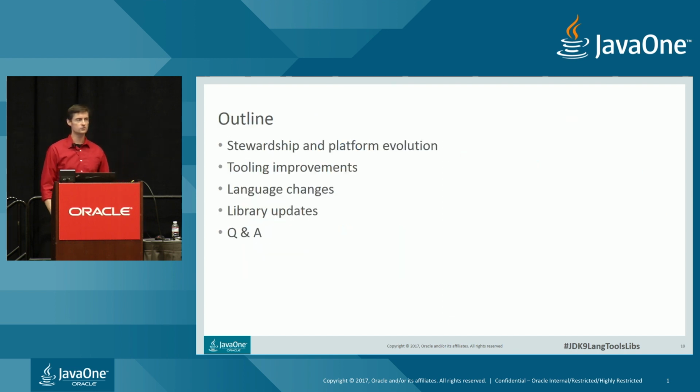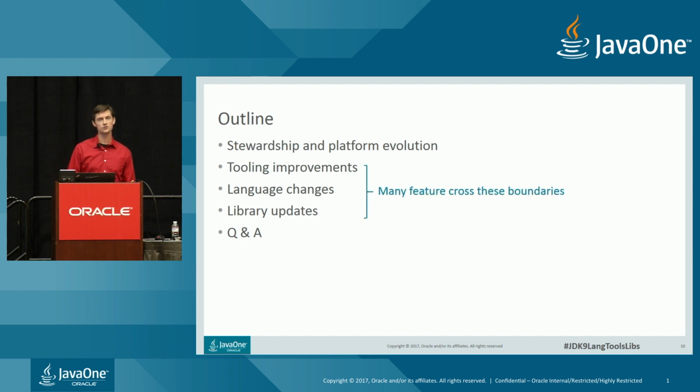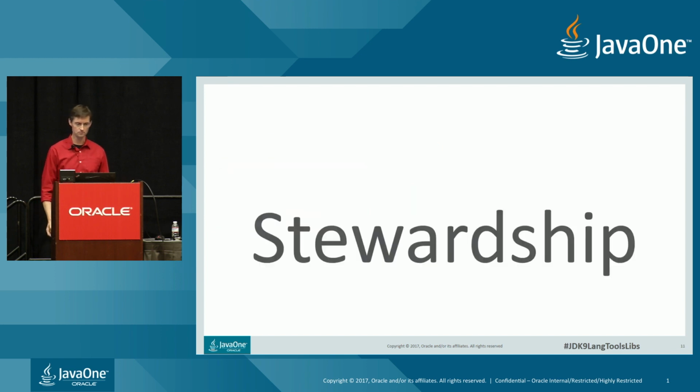For this talk, we'll start next by talking about our approach to stewardship of the Java platform. Then we'll talk about the tooling, language, and library updates. While some of those features are pretty distinct, sometimes a feature will involve more than one area. And if we have time at the end, some Q&A.